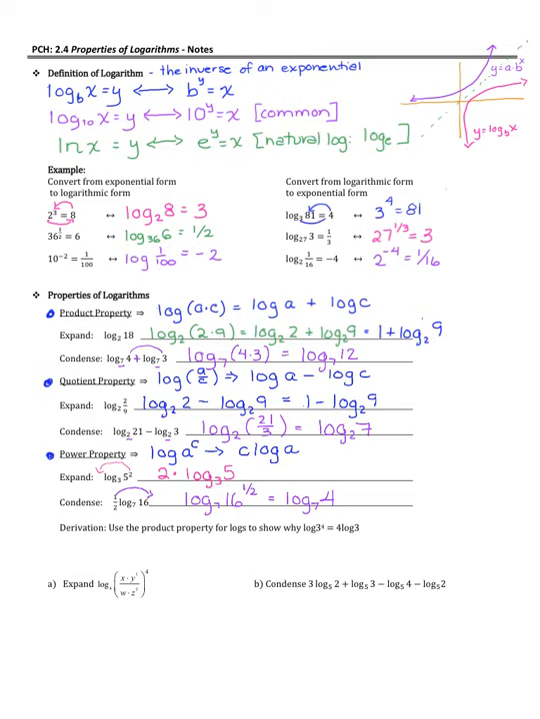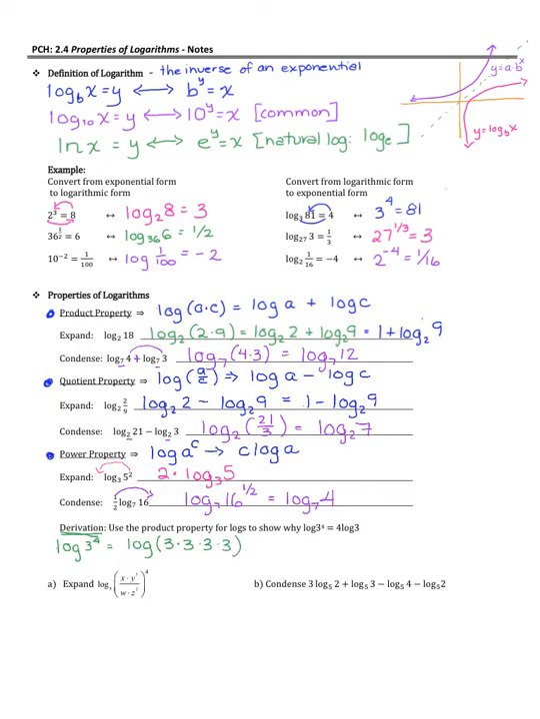What I have here is a little bit of fun. A derivation of using the product property for logs to show why log base 3 to the 4 equals 4 log 3. So let's see what this means. All right, I'm going to start with log of 3 raised to the 4th power. It's like, okay, well, what does that mean? That means log of 3 times 3 times 3 times 3, right? That's 3 to the 4th, another way of writing it.